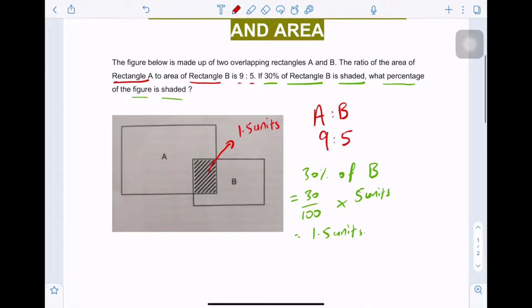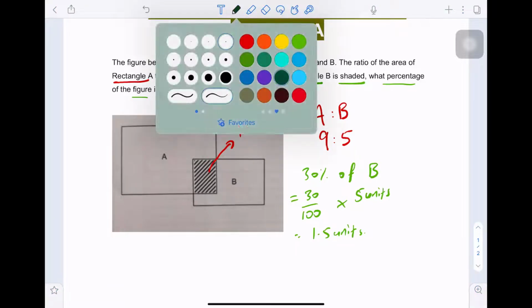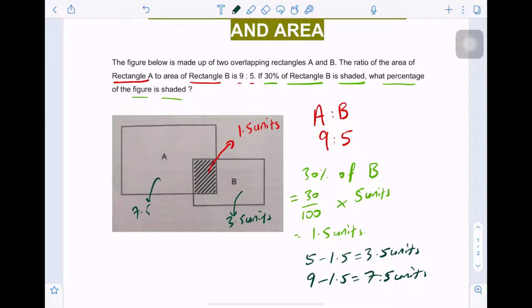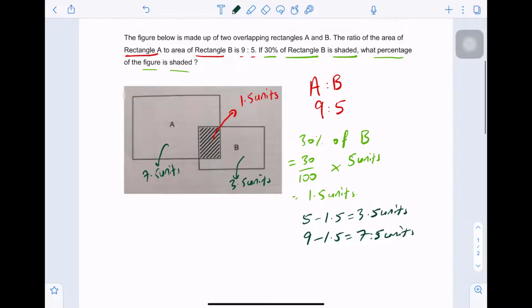Alright, which then means the unshaded part of B is represented by 5 minus that 1.5 units, that is 3.5 units. This will be the unshaded part of B, which is 3.5 units. Which then also means the unshaded part of A is represented by 9 minus that 1.5 units, which is 7.5 units. So what percentage of this figure is shaded?